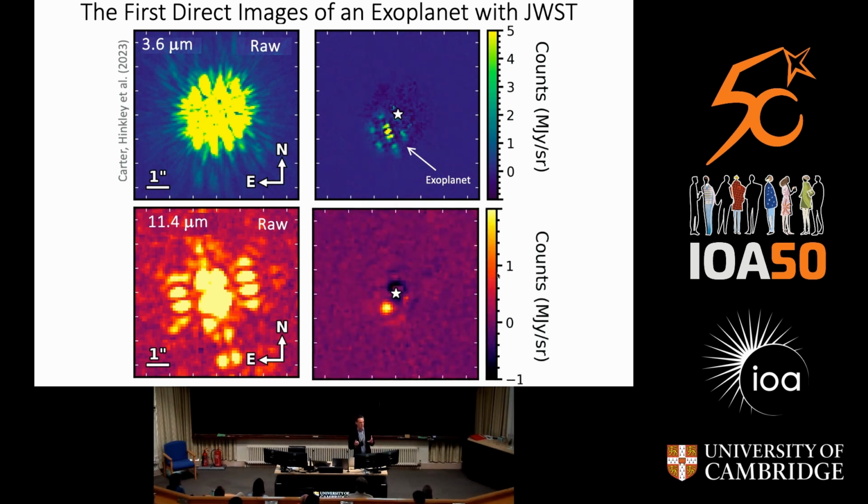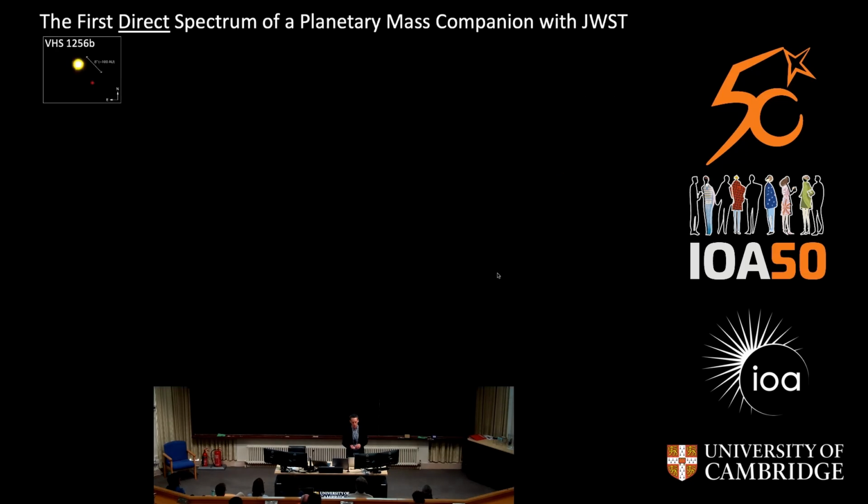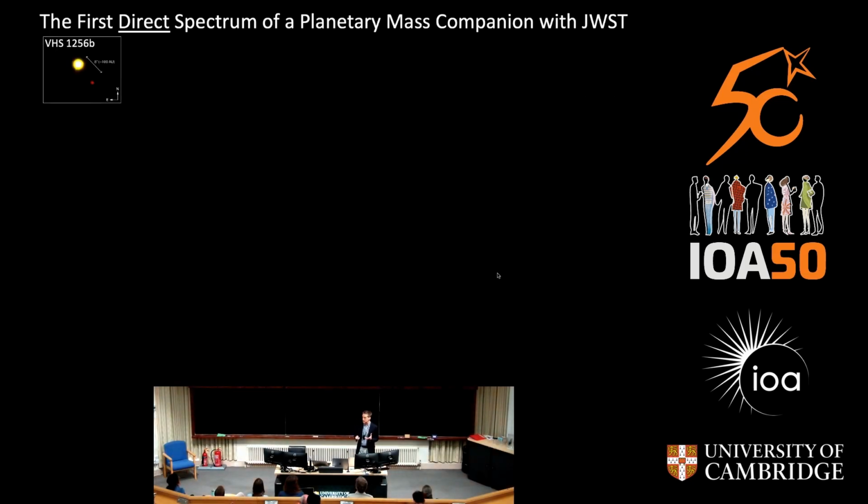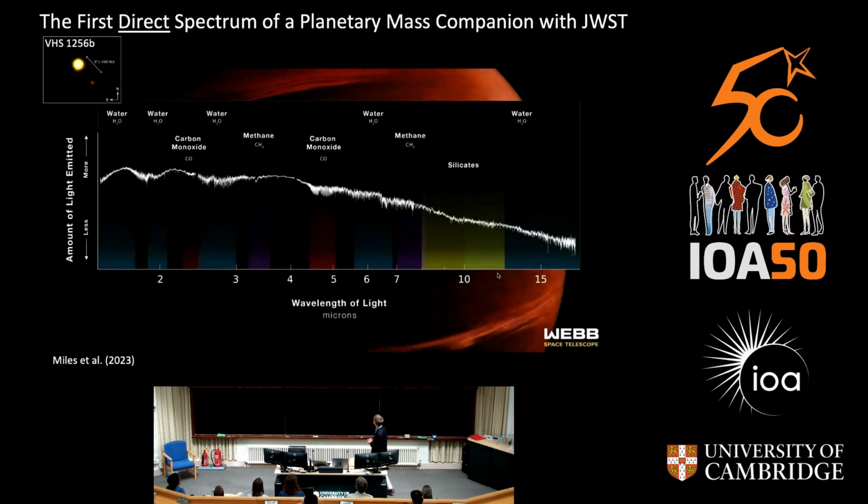And this is remarkable because this is the first time we've ever seen planets at these sort of wavelengths at all. But what we'd really like to do is we'd like to get dedicated spectroscopy. And we were also able to obtain the first direct spectrum of a planetary mass companion with JWST.